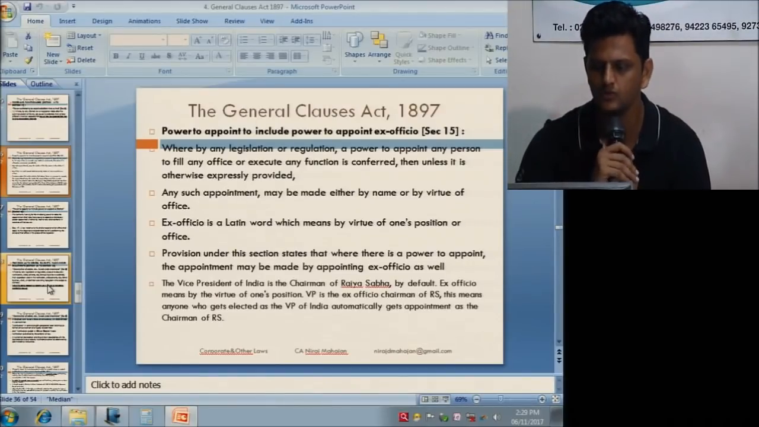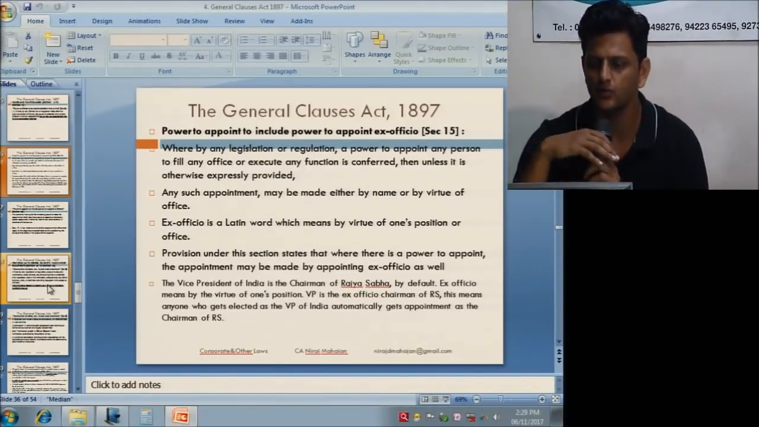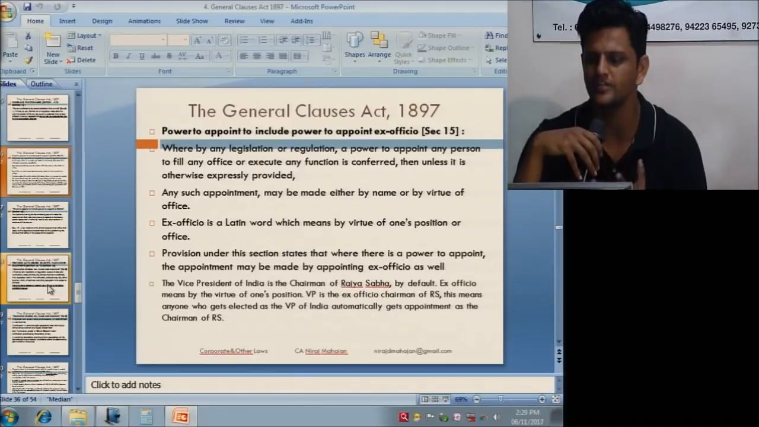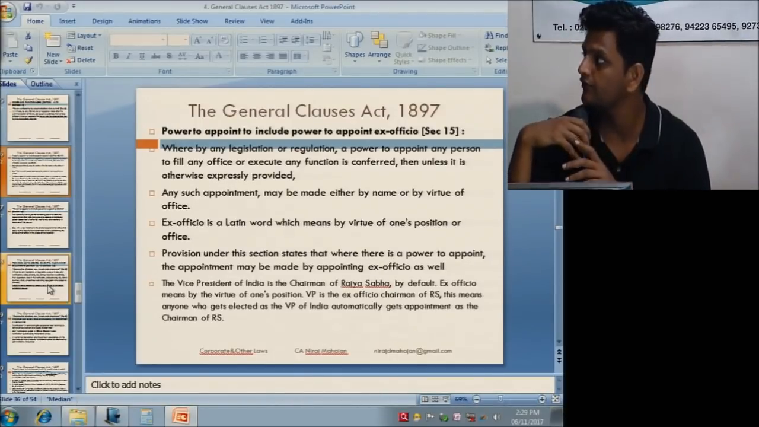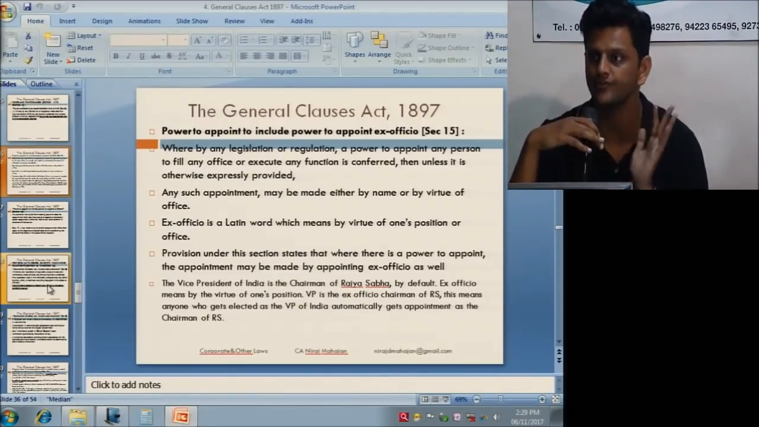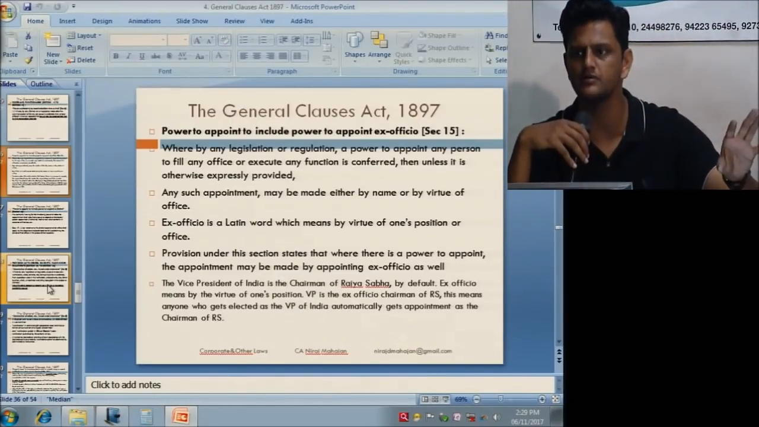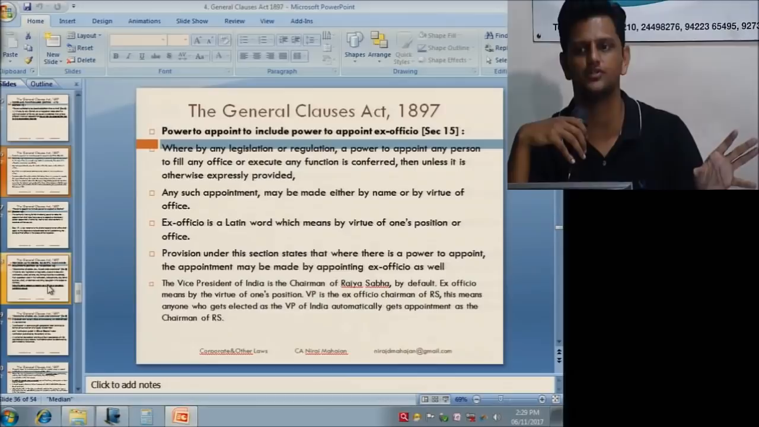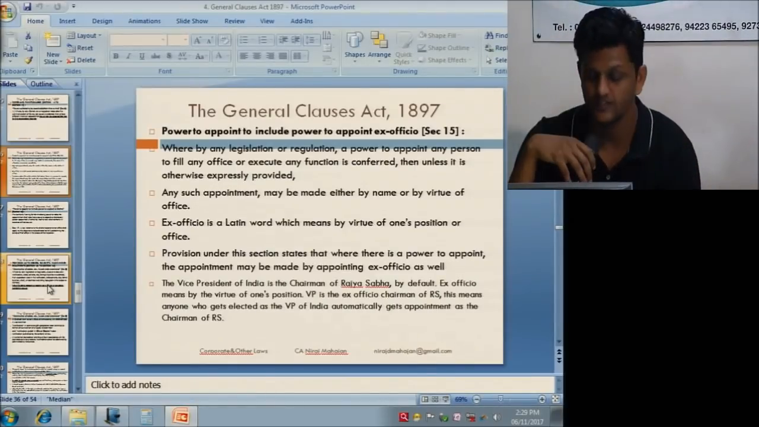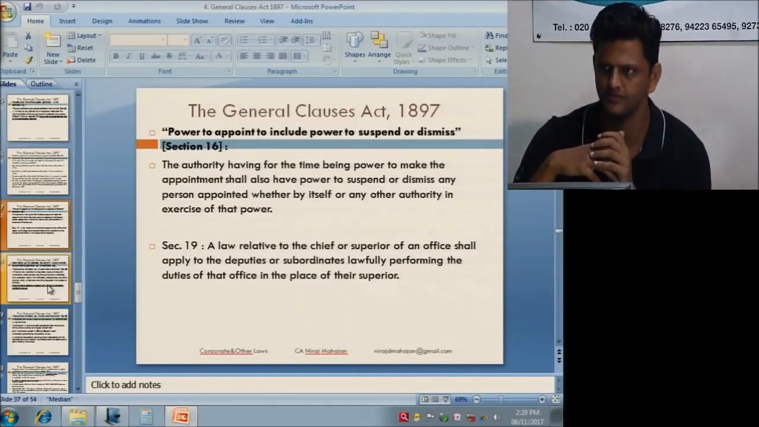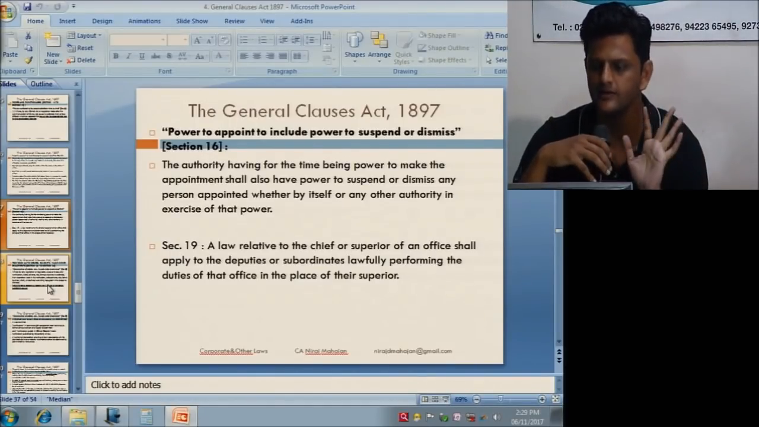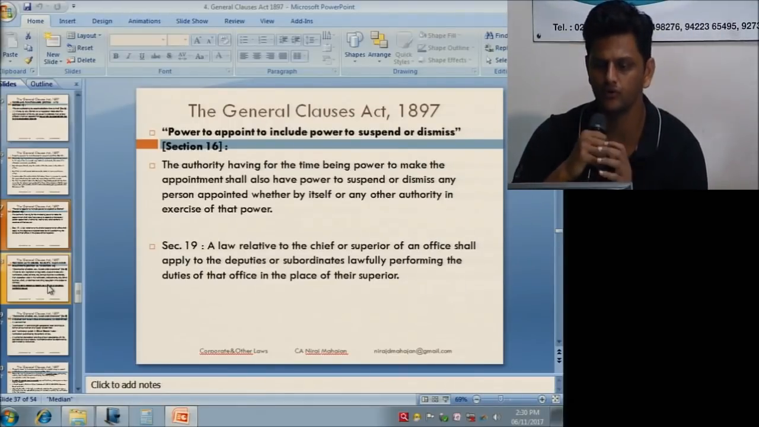Ex officio is a Latin word which means by virtue of one's position or office. So if you have to appoint someone, you can appoint him ex officio as well. That means without naming that person, you are appointing that position. Got this point? Section 15. Power to appoint to include power to suspend or dismiss. Fine. So if any person or authority is given the power to appoint someone else, it is deemed that he also has the power or authority to suspend or dismiss that same person.